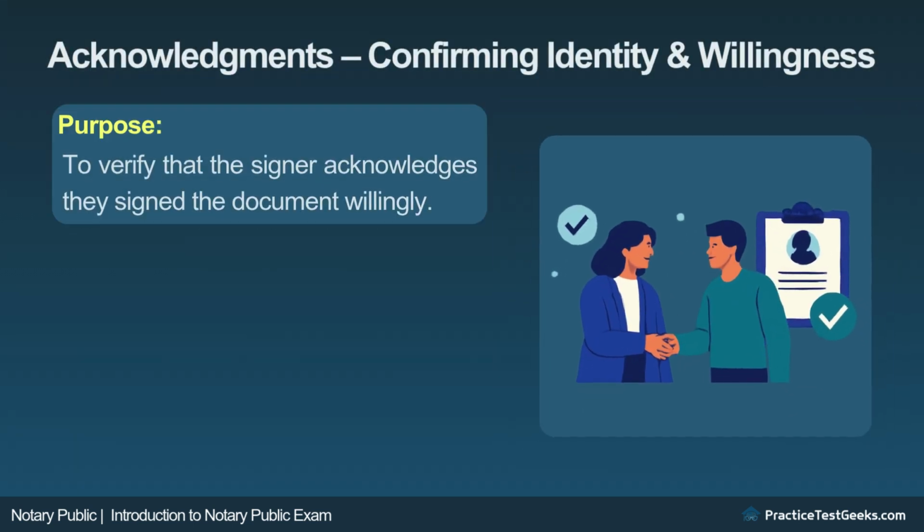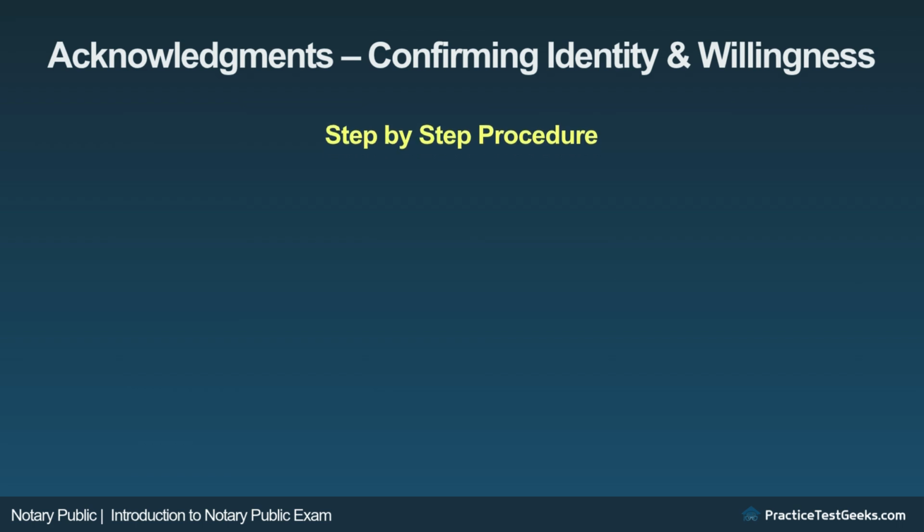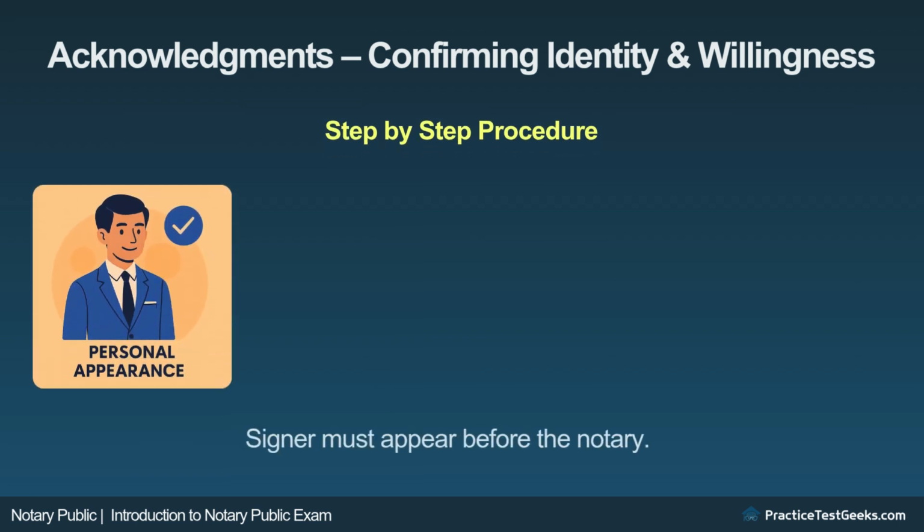What is its purpose? To verify that the signer acknowledges they signed the document willingly. This is used for real estate deeds, powers of attorney, business contracts. Here's the step-by-step procedure. Personal appearance. Signer must appear before the notary.